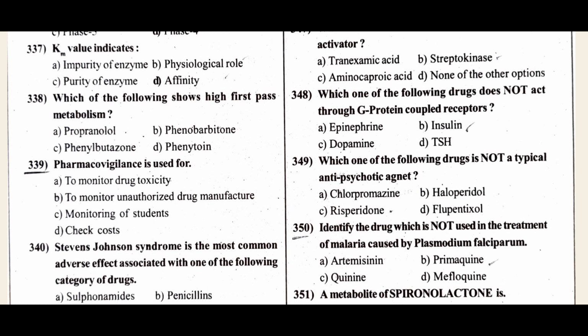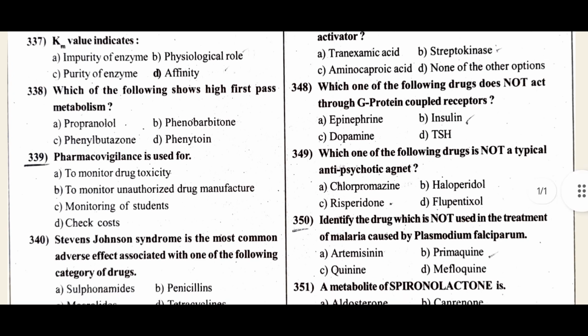Which of the following shows high first pass metabolism? Option A propranolol, option B phenobarbital, option C phenylbutazone, option D phenytoin. The correct answer is option A, propranolol.